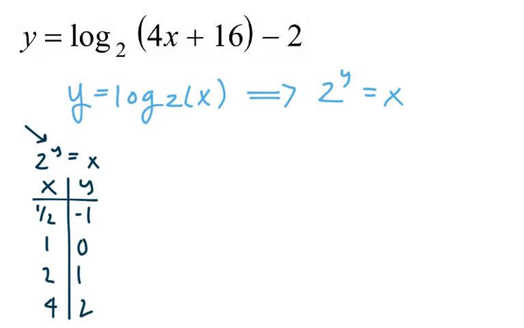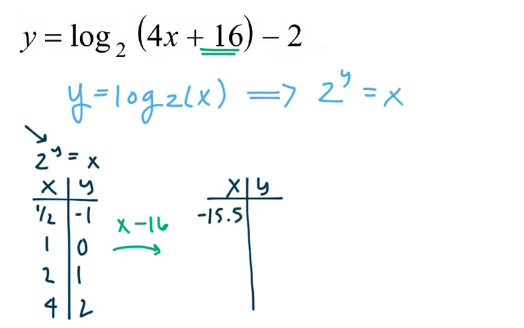So the first thing we're actually going to take care of here is the 16. Right? Because usually in PEMDAS, addition comes after multiplication. But because we're doing reverse PEMDAS, we're going to take care of the 16 first. But remember, not only do we do reverse order of operations, we do reverse operation. So I'm going to subtract 16 from all my x's. Okay, and that's going to give me 1/2 minus 16 is negative 15.5. 1 minus 16 is negative 15, 2 minus 16 is negative 14, and 4 minus 16 is negative 12.